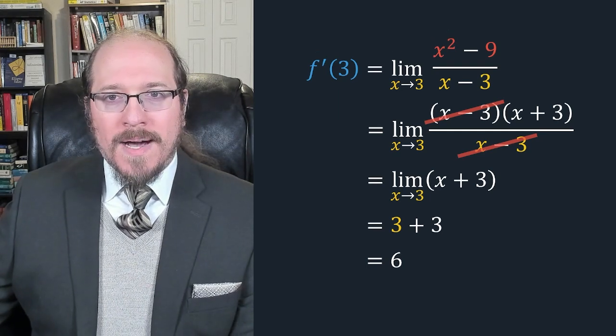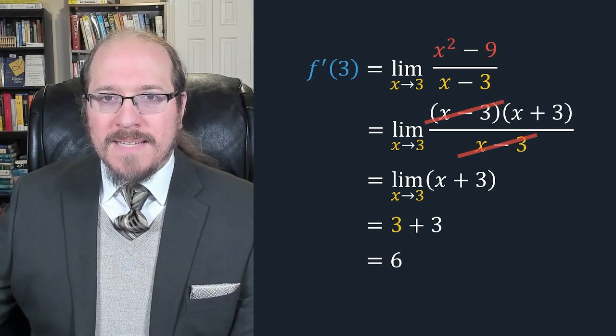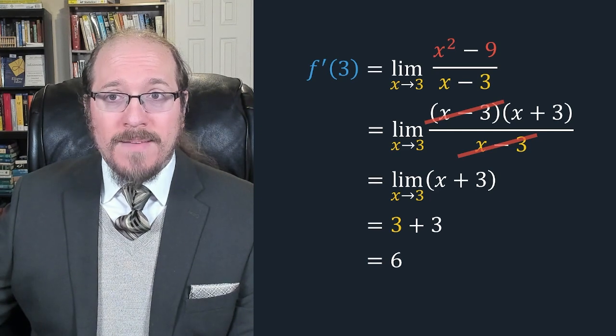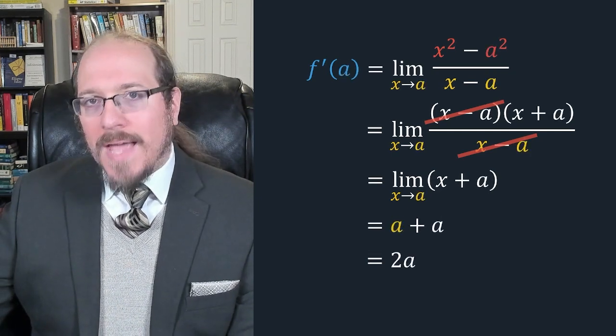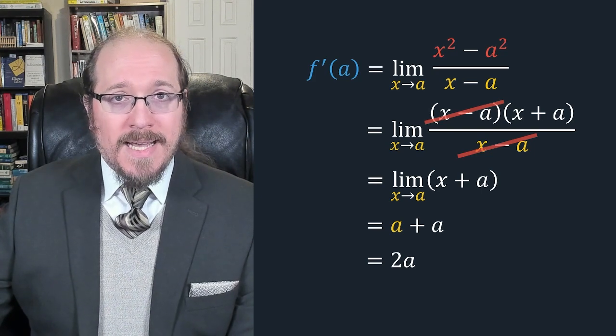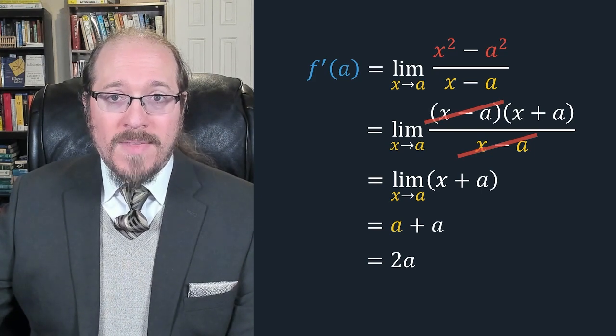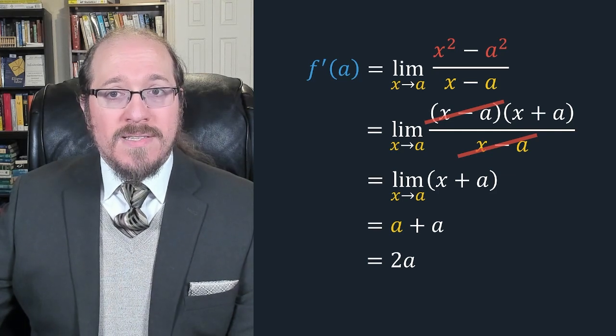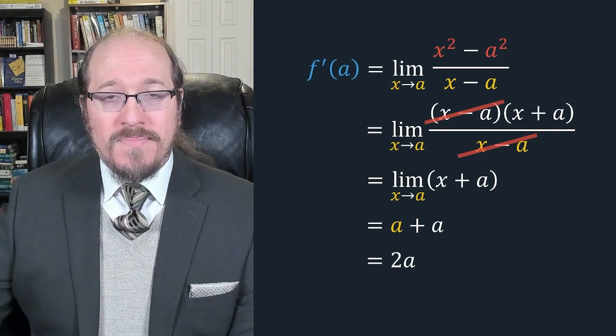There's 2 ways we could go about it. We could recognize that there was really nothing special about 3. We could have used any number a there. Then x squared minus a squared factors into x minus a times x plus a, and following the same argument gives the slope as 2a.